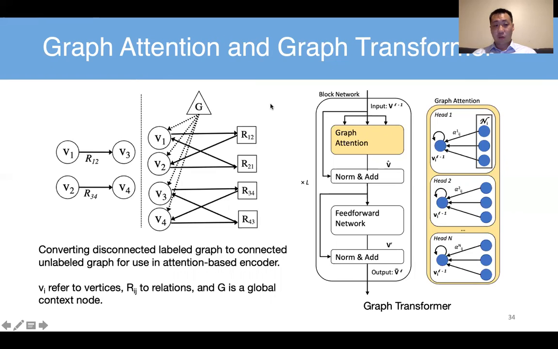Then once we have the graph attention, it's a module of the graph transformer. The graph transformer has a graph attention, then normalization and addition, and then another layer of feed forward network with normalization and addition as well. So it's a graph transformer. In the graph attention, you have multi-head graph attention. Each head has a kind of structure on the left-hand side.